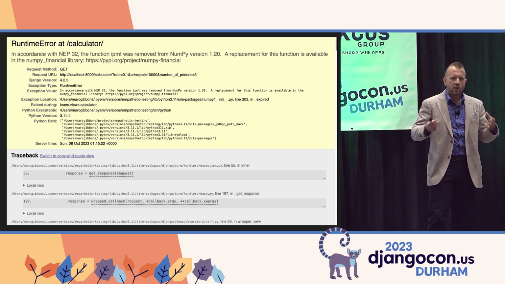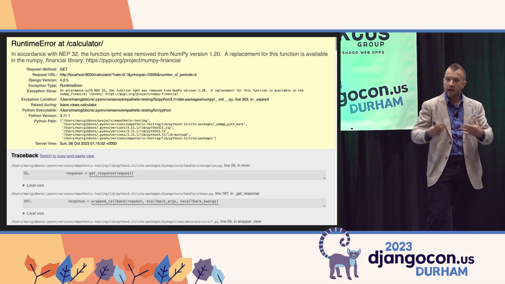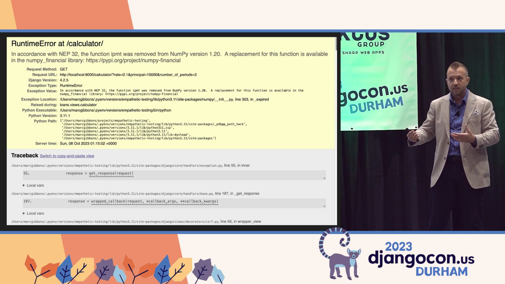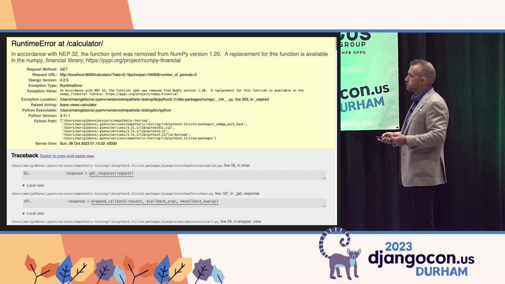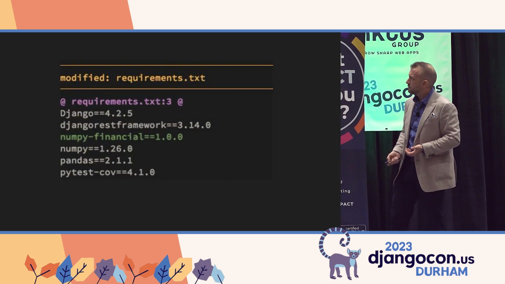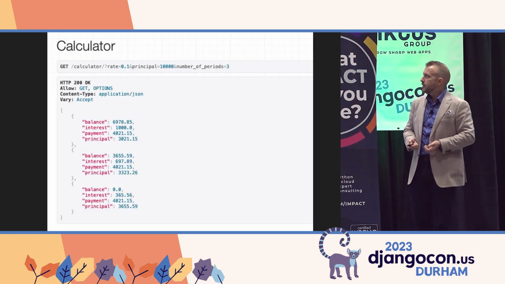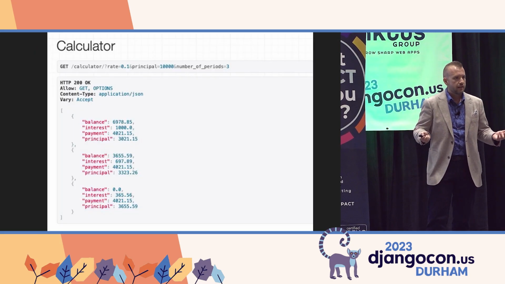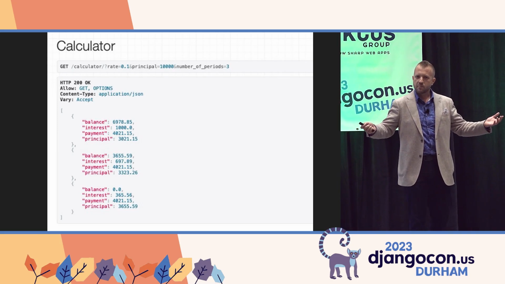NumPy has done a really good job of telling us what the error is and, more importantly, how to fix it. And in this case, IPMT has been moved out of NumPy and put into its own library, NumPy Financial. So I went ahead, right? I installed the library, I updated the references, and I refreshed the page, and we're back in business. Now, what about our tests? Do you think they pass?